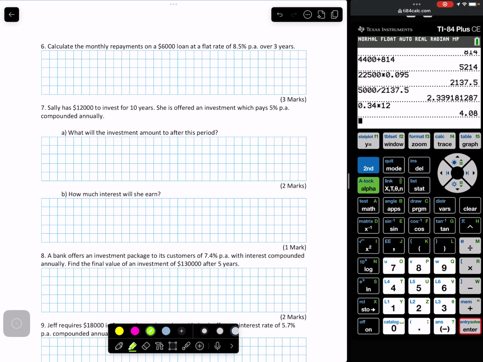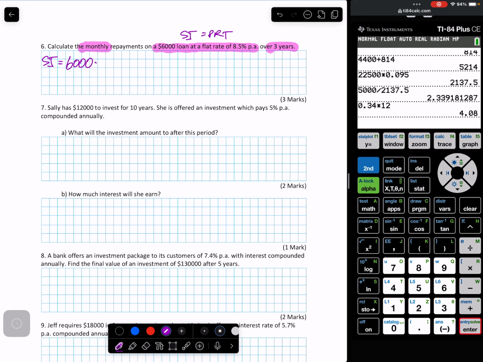Calculate the monthly repayments on a $6,000 loan at a flat rate, so simple interest of 8.5% over 3 years. So once again, SI equals PRT. What this is asking you to do is break up the total interest into how much that would be per month. So let's work out the simple interest.